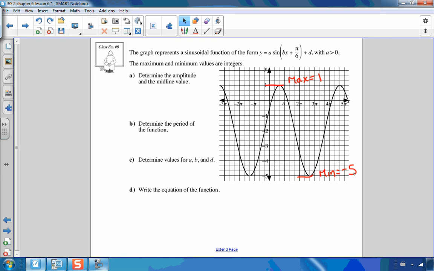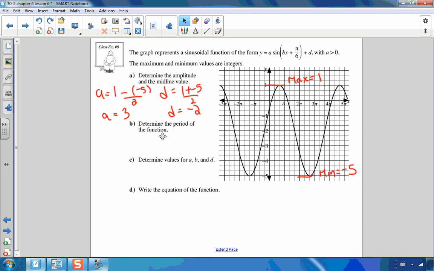Minimum equals negative 5. So to determine my amplitude, that is going to be max plus min divided by 2. So negative 4 over 2. Oh, I'm doing that backwards here. Let's try that. It's max minus min. I was wondering why I got a negative value. Max minus min divided by 2. So that's 6 over 2, which is 3. My d value is going to be my maximum plus my minimum divided by 2 because it's the average. So 1 plus negative 5 over 2. That's negative 4 over 2, which is negative 2. Okay, so I've determined the amplitude and the midline value.